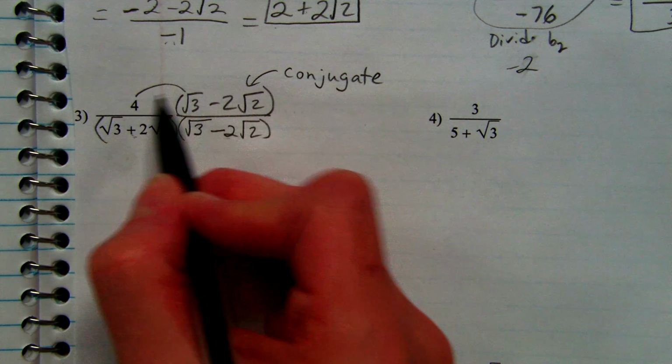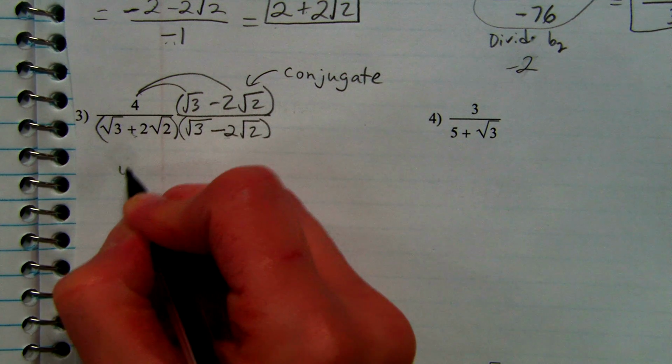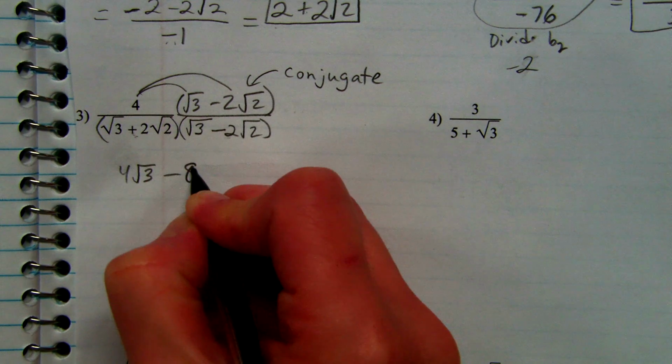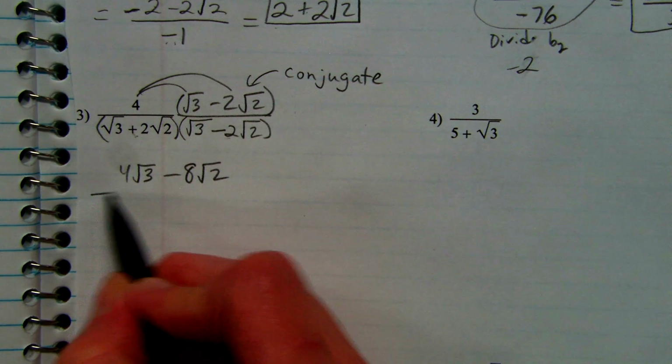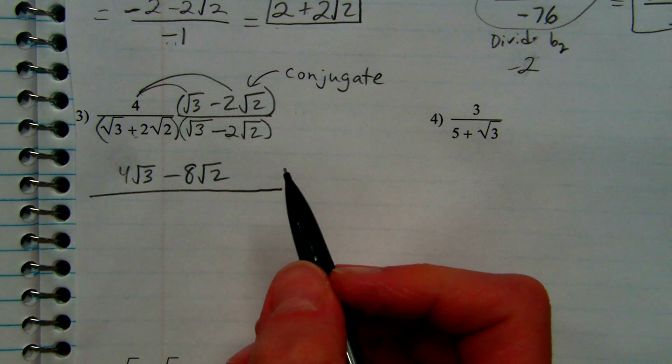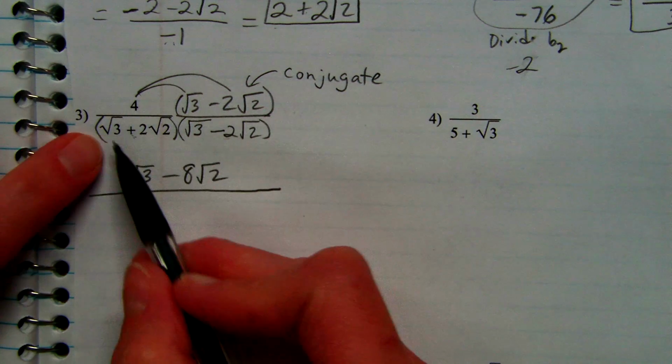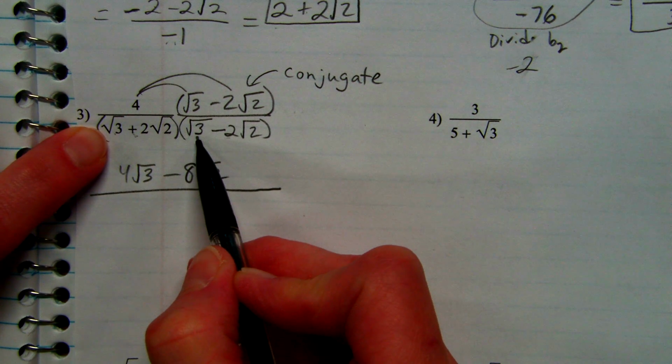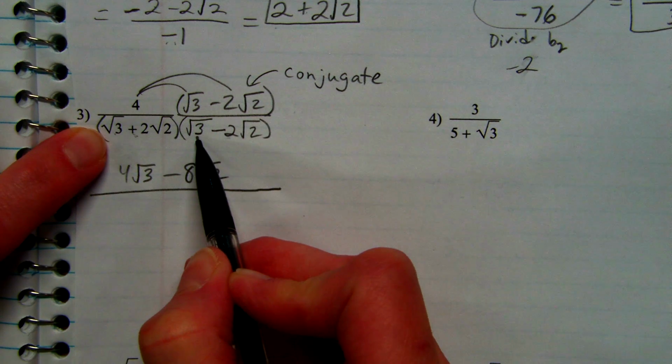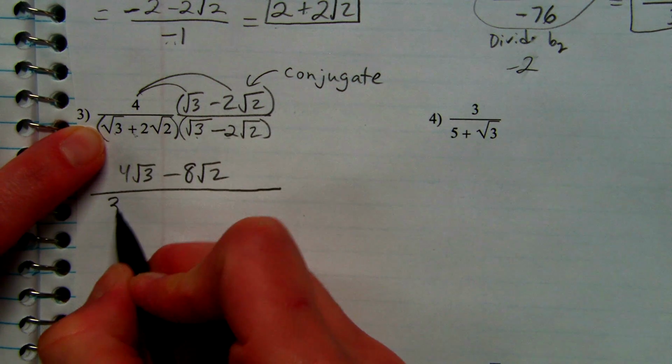So we distribute the top. So we're going to get 4 radical 3 minus 8 radical 2. And then let's do a little audience participation here. What's square root of 3 times square root of 3? Square root of 9, 3, which would be 3. So let's go ahead and do that.